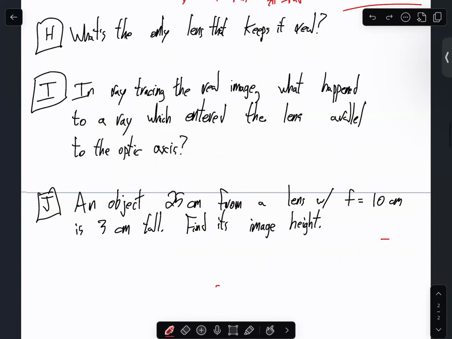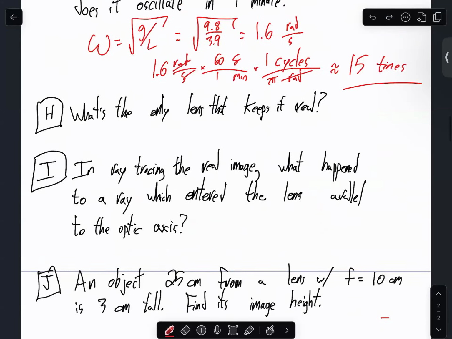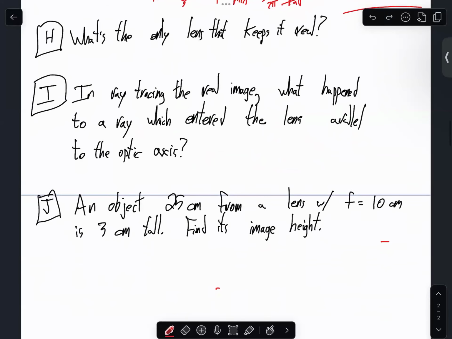Almost done, y'all. Really almost done. Know it or you don't. Know it or you don't. One equation, and then we're done. I think. Yeah. Keeping it real, man.